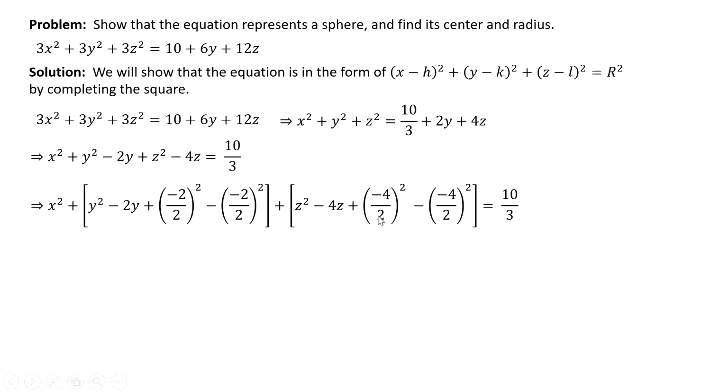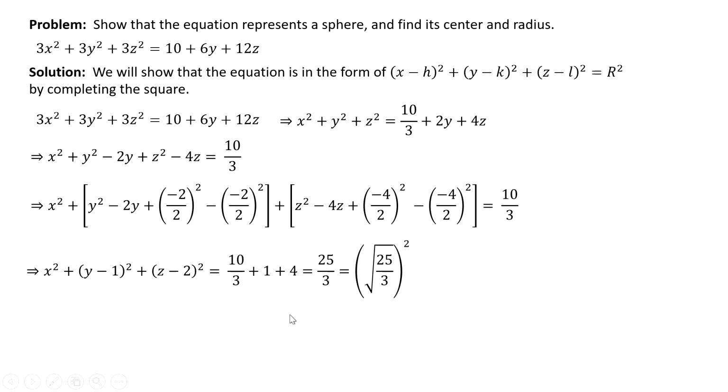What would these three become? That becomes z minus 2, the quantity square. Negative 4 over 2 is negative 2. Negative 2, the quantity square is 4. So minus 4. So x square plus y minus 1, the quantity square, and here z minus 2, the quantity square. We will have a minus 1 and a minus 4 here, which when I add to both sides to get rid of those, I have this plus 1 plus 4, and we already have a 10 thirds.